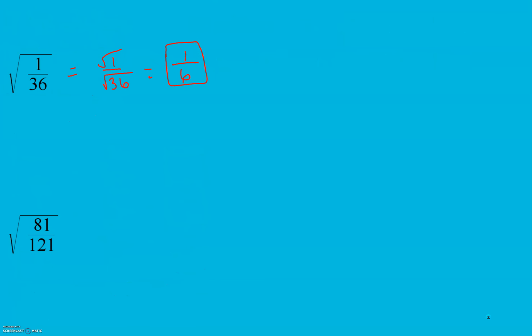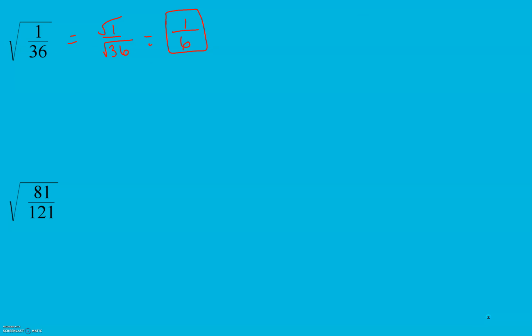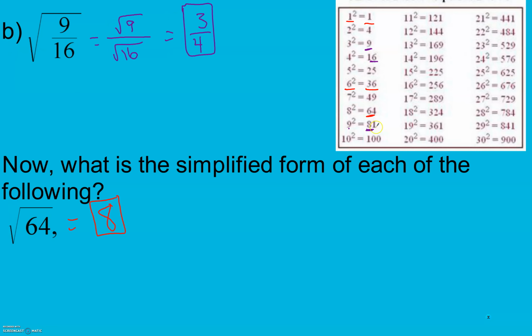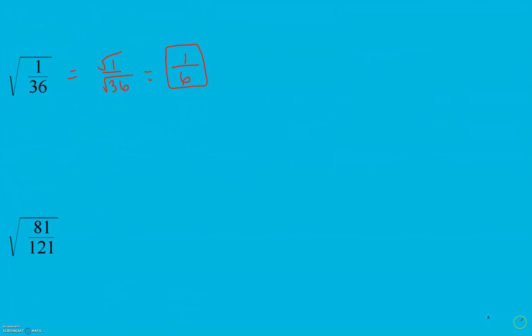Here I have 81 and 121. So if I look up here, 81, again, is 9 times 9, and 121 is 11 squared. So 11 squared equals 121, so the square root of 121 is 11. They kind of work backwards. They undo each other. So I have 9 for the square root of 81 over, for the square root of 121, I have 11. And again, these are positive because there's no sign in front. When there's no sign in front, we know that that means it's positive.